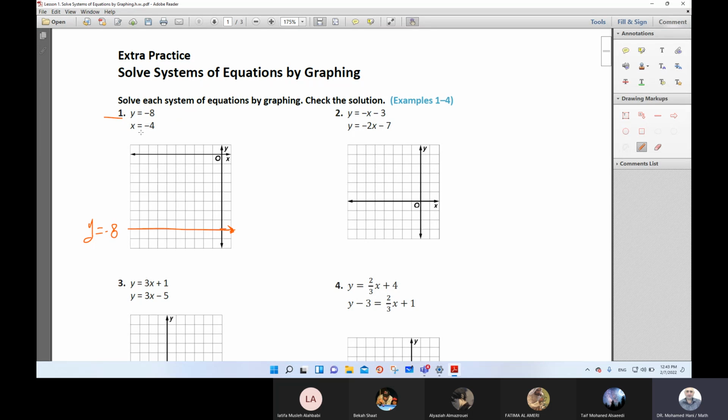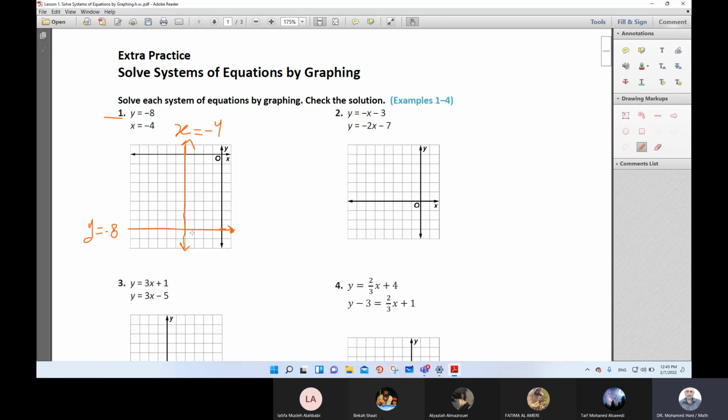The second equation, x equals negative 4. We have negative 1, negative 2, negative 3, negative 4 on the x-axis. So the line will be parallel with the y-axis. This is x equals negative 4.